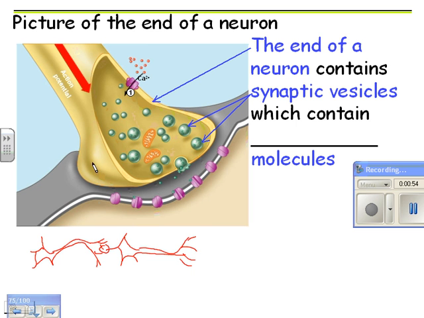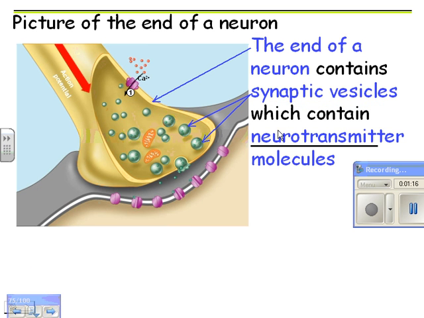Anything to do with this junction here where the neuron and the other neuron come close together is called a synapse. And so this would be called the synaptic knob, and these little vesicles in here would be called synaptic vesicles. This is the end of one neuron, and it contains synaptic vesicles, which contain something called neurotransmitter molecules. Long word, but it means what it says: neuro for neuron, and transmitter, meaning it's something that can transmit a nerve impulse from one neuron to another, or from one neuron to a muscle cell.